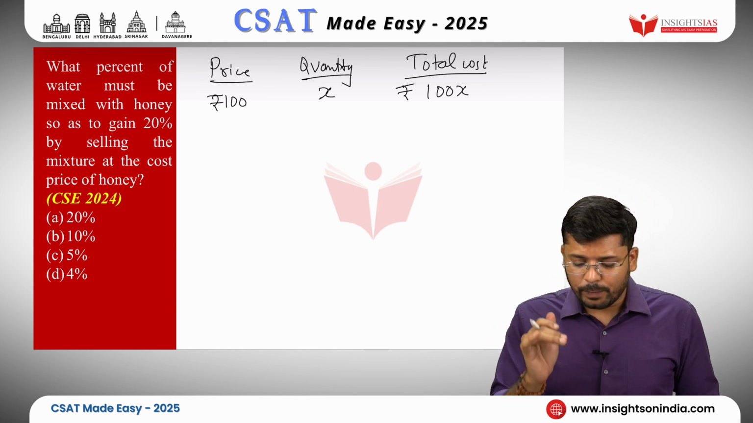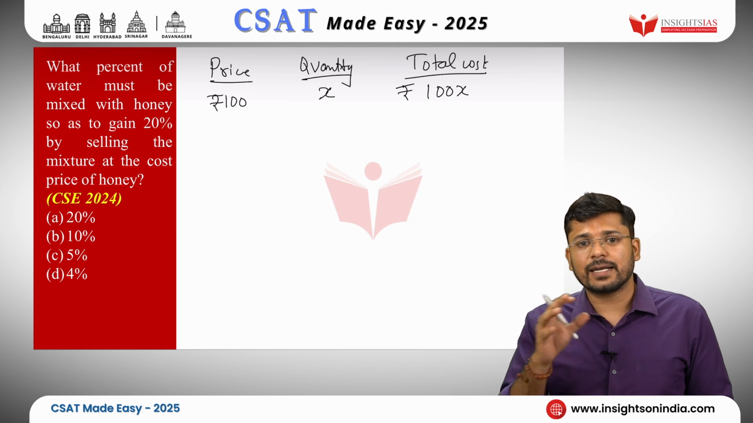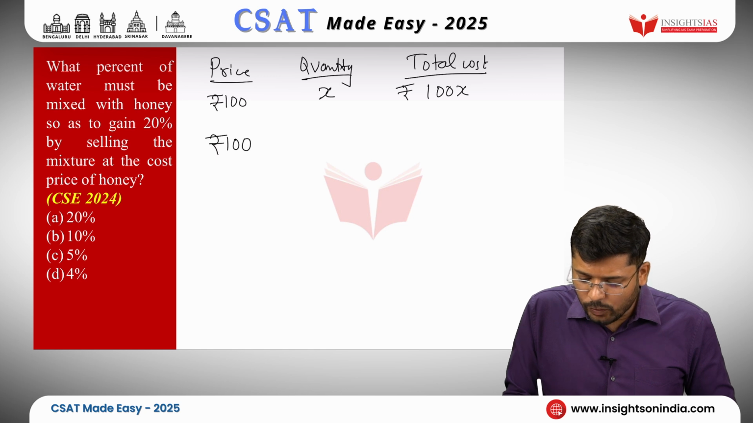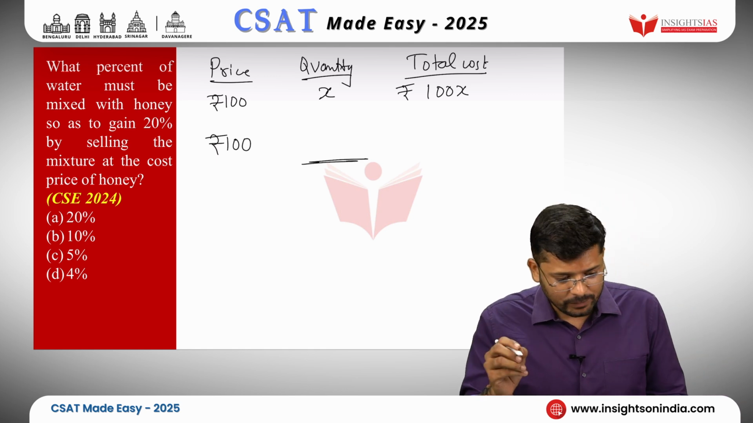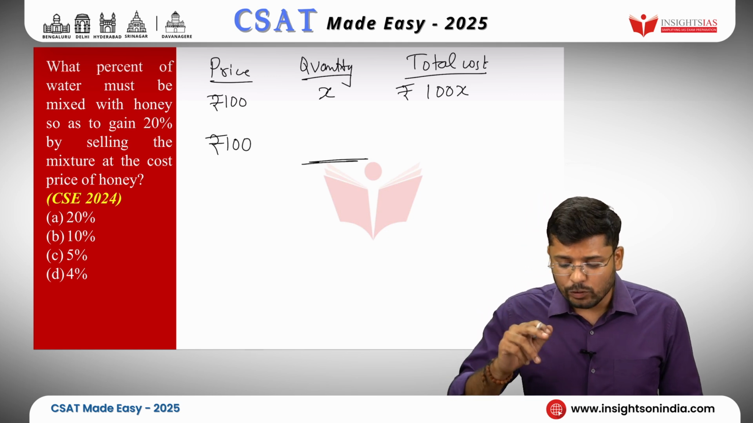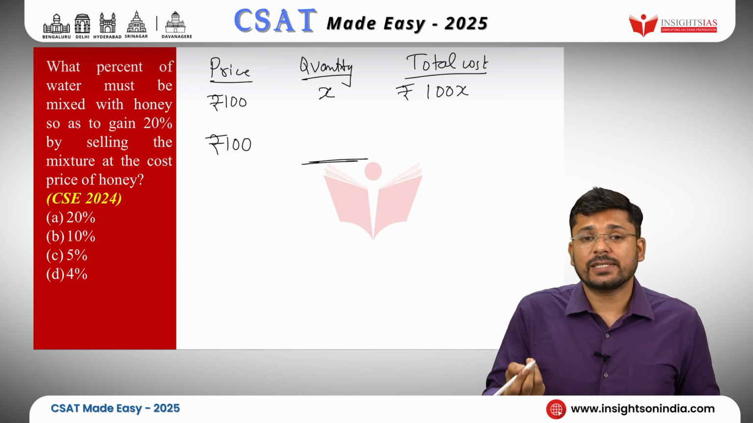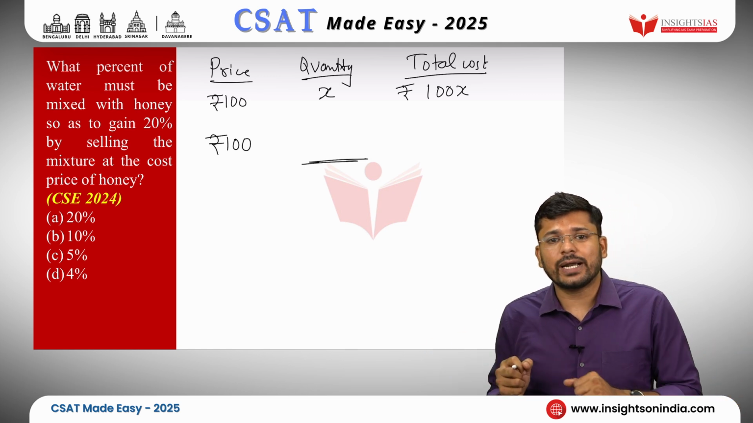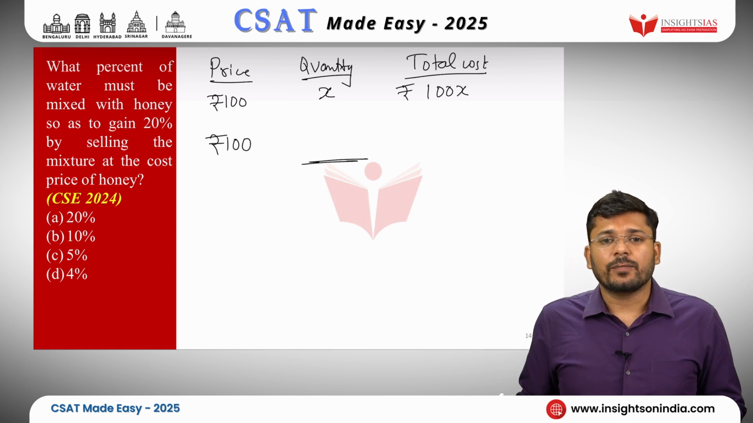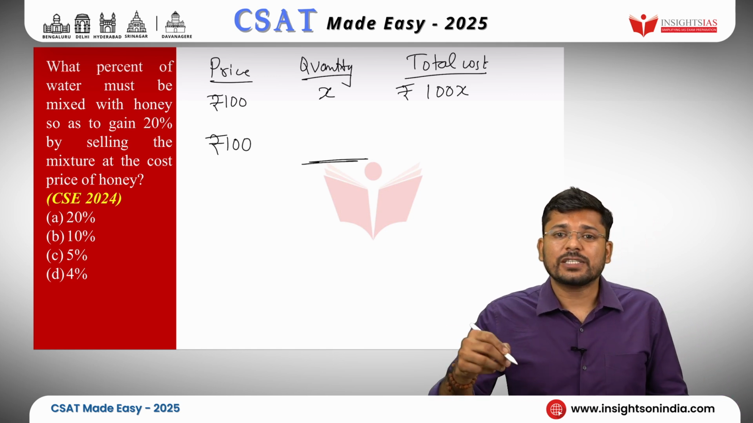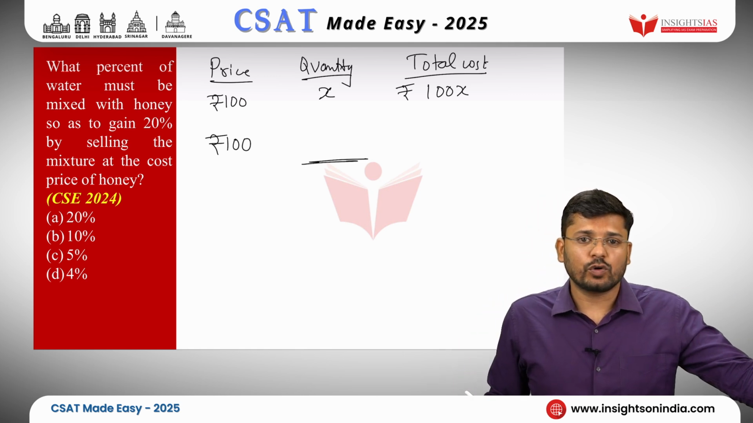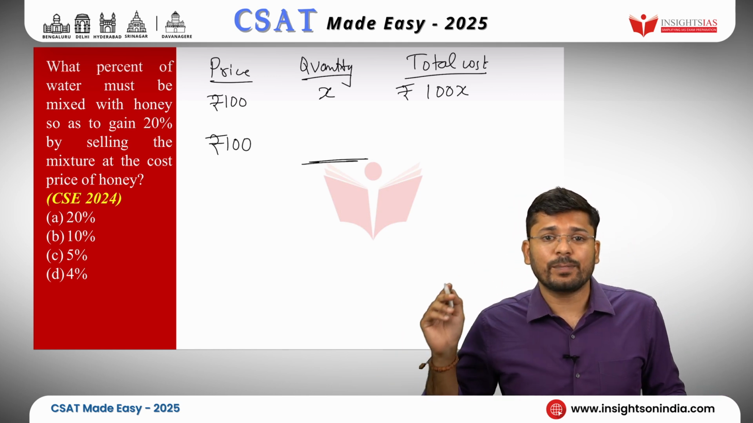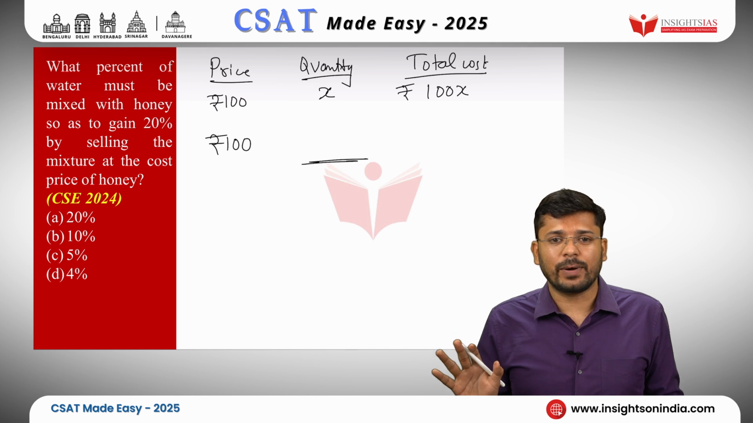Now he will be selling it at the same price at which he bought, so it would be rupees 100. However, the quantity would have changed, and he would be getting 20% profit. Earlier he spent 100x rupees. Now he needs to get 20% profit. So his total selling price would be how much? It would be 20% more than this 100x, right? He spent 100x to buy it. Now he will charge 120x so that he will get 20% profit. 100 becomes 120. X doesn't matter here.